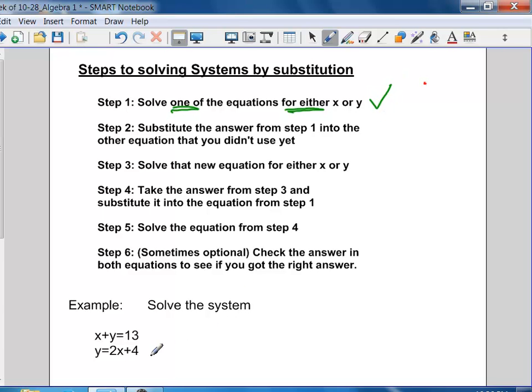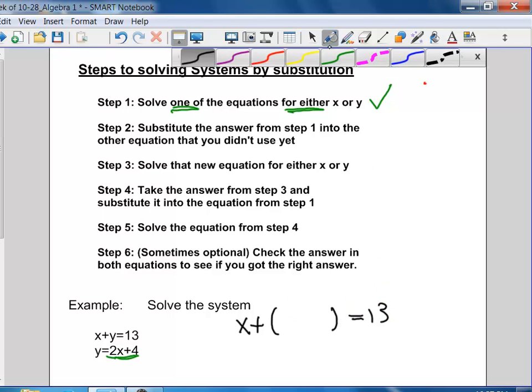Now we need to substitute that answer, which was this stuff, in for y, right? Into the other equation. So let's rewrite the other equation, x plus y, right? But I'm not going to write y. I'm going to write exactly what y is. And we've underlined it in green. This is what y is. Y is that, right? Y is this. So now we have x plus whatever y is, which is the stuff.